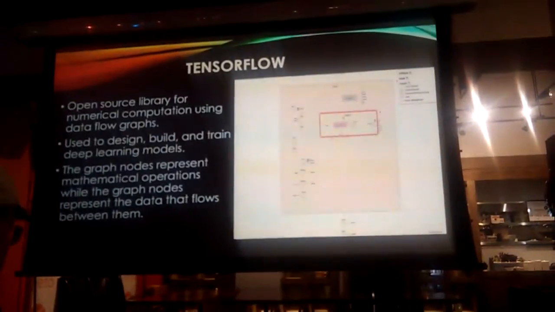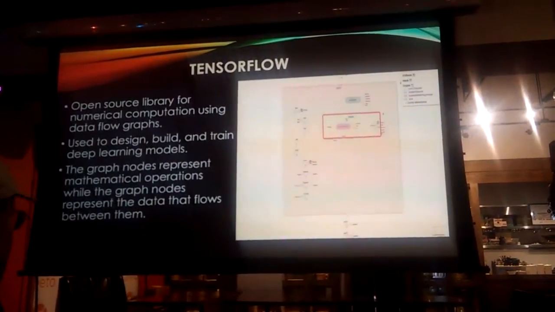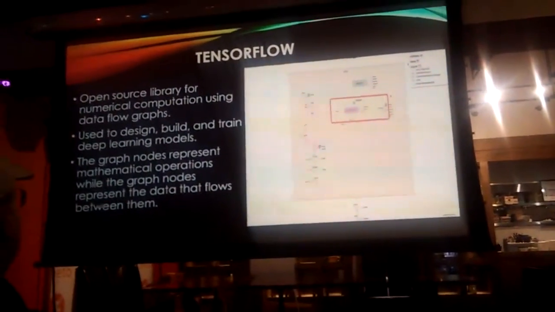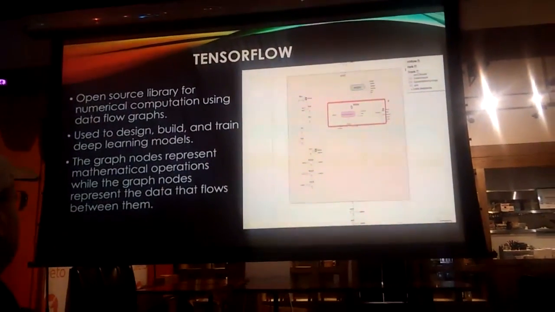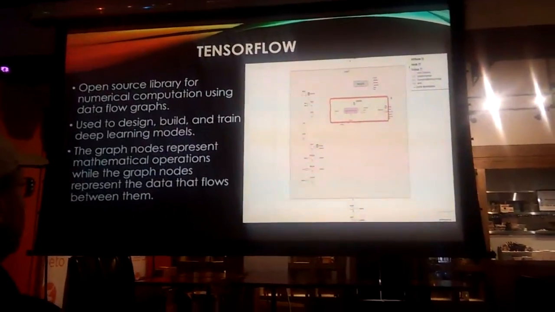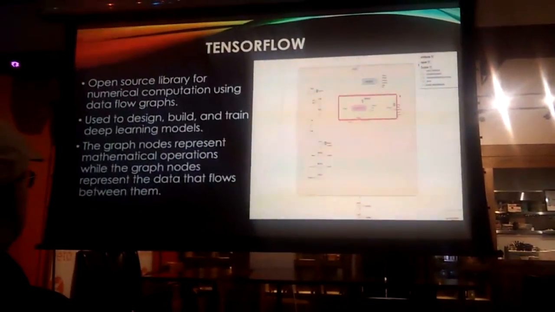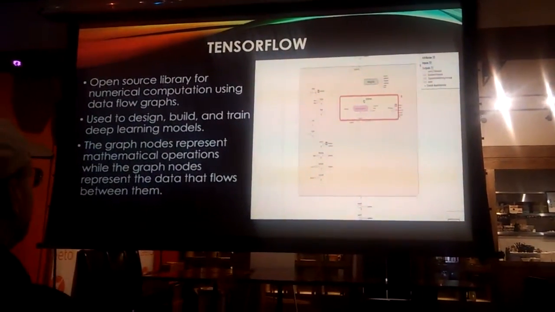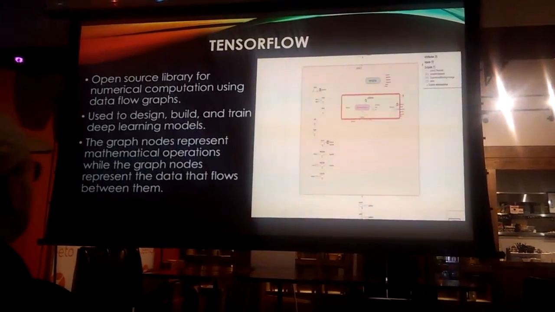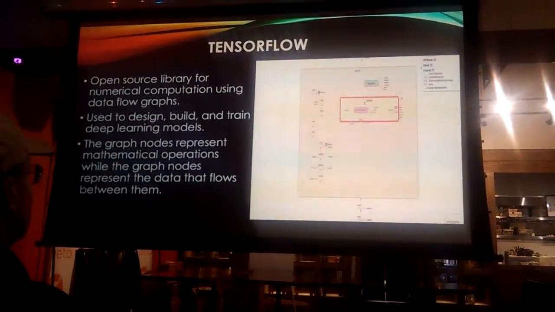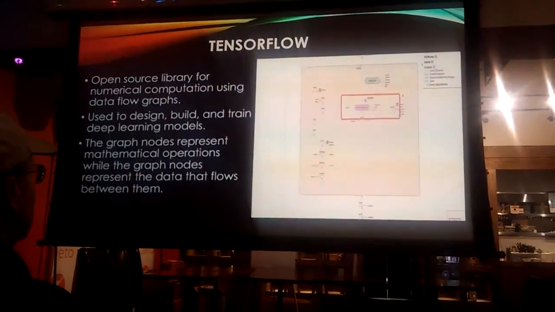And then TensorFlow. TensorFlow is by Google. It's this open source library. It does numerical computations using data flow graphs. So it's used to design, build, and train deep learning models. The central unit of data in TensorFlow is called a tensor, which is just a multi-dimensional data array. And a tensor's rank is its number of dimensions.